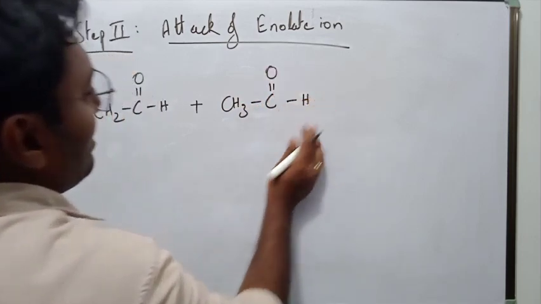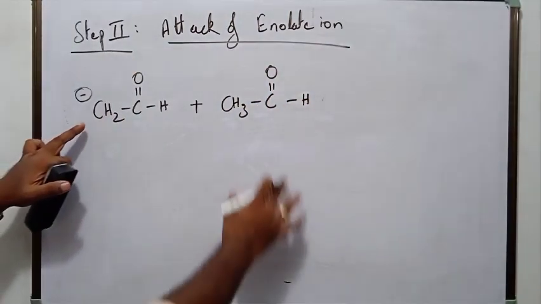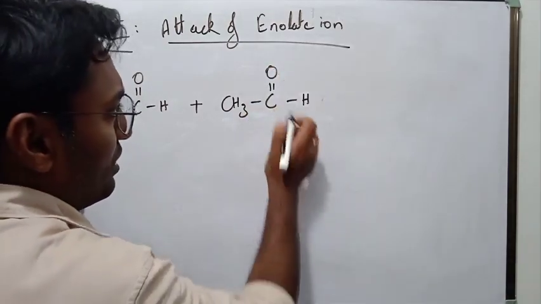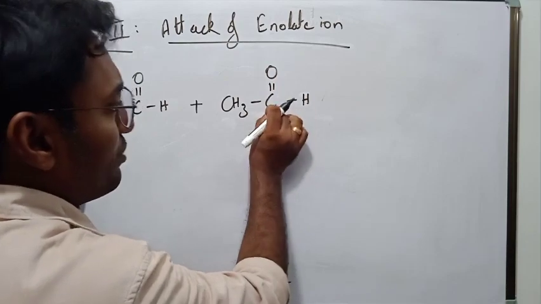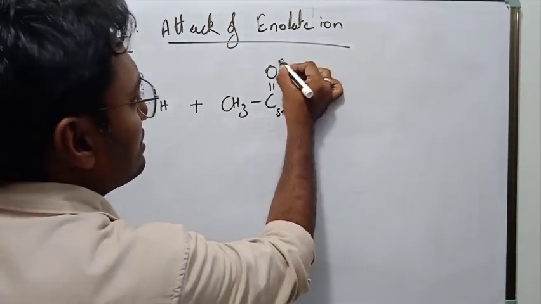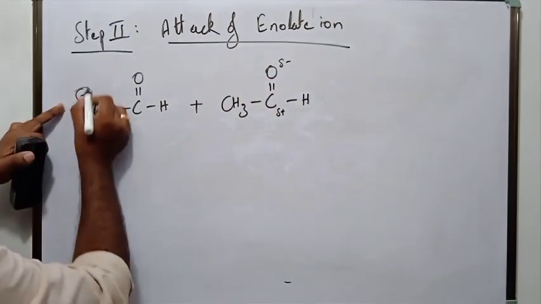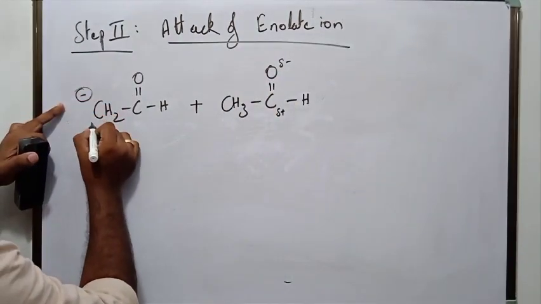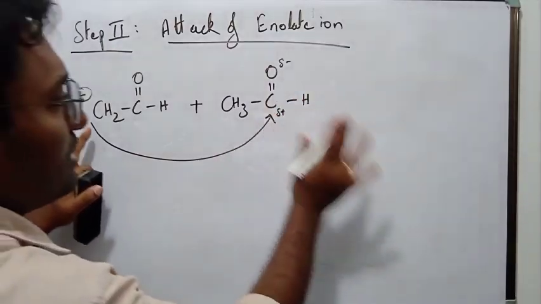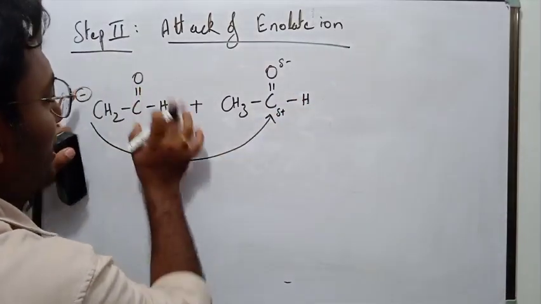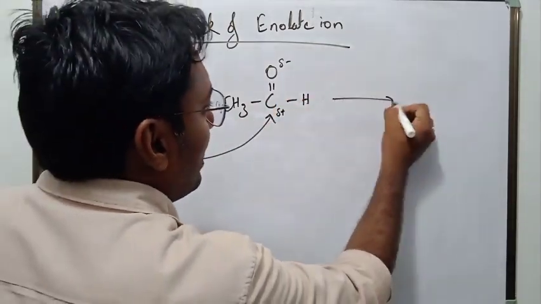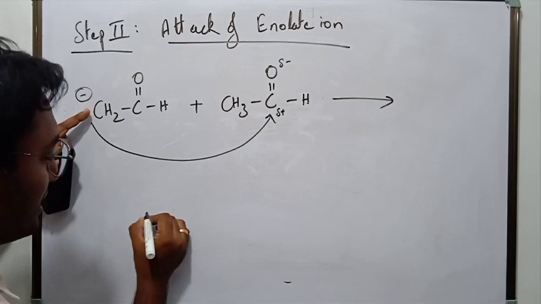Fine. Now look at this aldehyde. It is actually a polar molecule. A big dipole exists between carbonyl carbon and oxygen. With the result, carbon becomes positive and oxygen becomes negative. Now this enolate ion will simply attack the carbonyl carbon. Nucleophilic addition will take place. Addition of the enolate ion to the electrophilic carbon center will take place. And what would result? Let us write it.